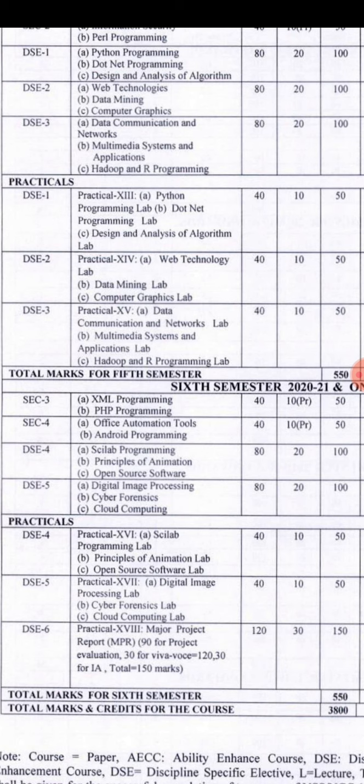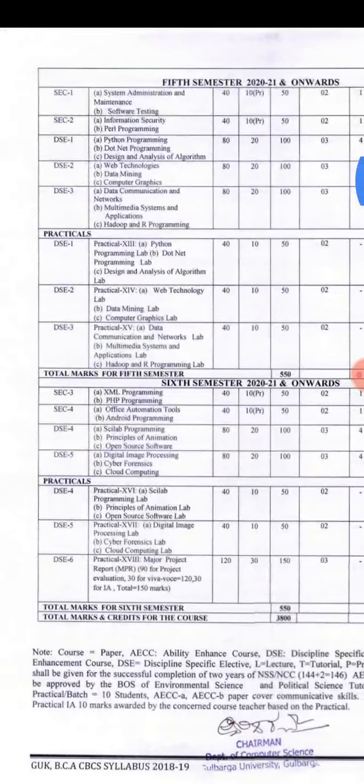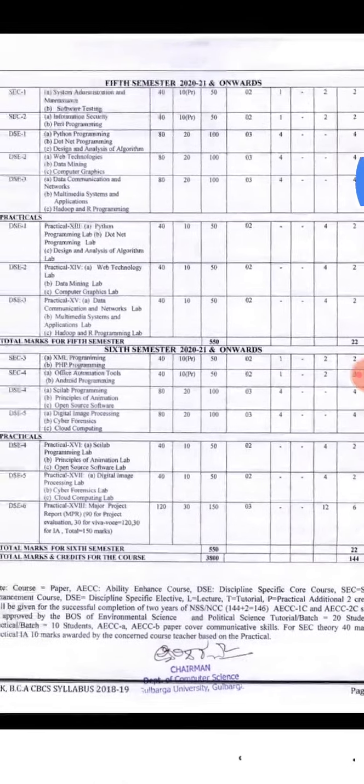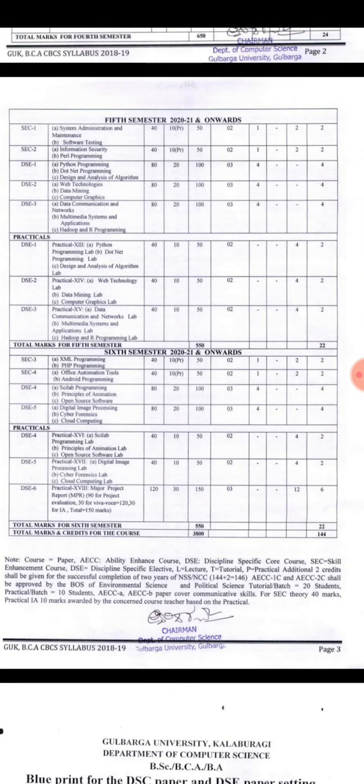Okay, so 90 plus 30, 120, right? So 120 is for external and 30 is for your internal marks. So college will award you the 30 marks and 120 marks will be awarded by the examiner based on your project. Okay, so project report and your project 90 marks and 30 is for viva. Okay, so total the entire 1 to 6 semesters of the BCA consist of 3800 marks. Okay, and total credits are 144. Okay, so this is all about the syllabus which you have for the BCA course.